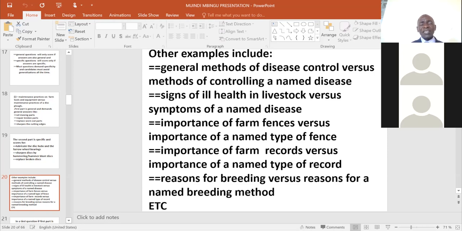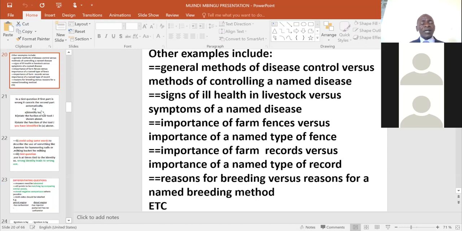Signs of ill health in livestock, symptoms of a named disease. Importance of farm fences, importance of a named type of fence. So you can take note of this for purposes of your revision, so that one afternoon you can focus on 2 types of questions, and have some of you prepare and present, as the rest participate by listening and making additional points.